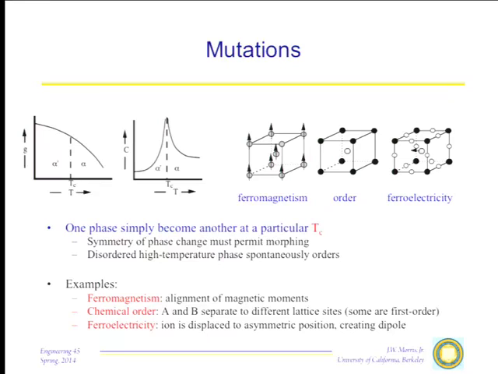As I go down in temperature, they become more and more strongly aligned. But what happens here at the Curie point is that the paramagnetic phase, which has no preferential axis, becomes the ferromagnetic phase, which has a preferential axis. And that becomes stronger and stronger as the temperature goes down. That's an example of a mutation.